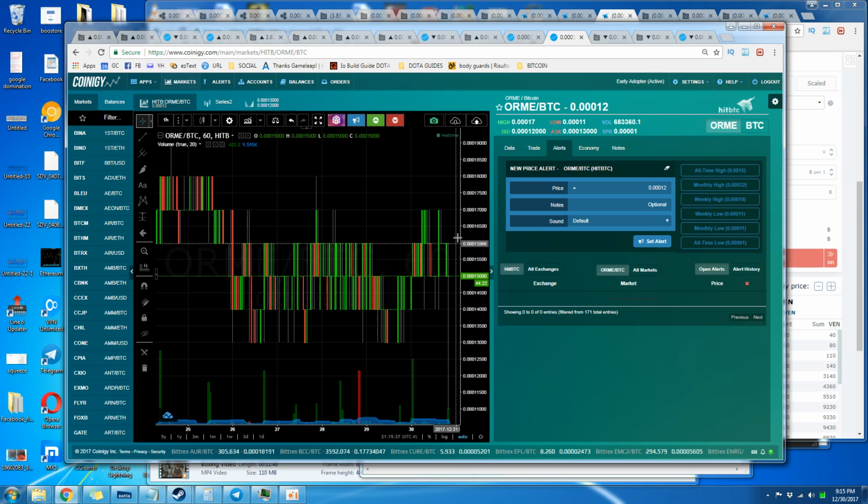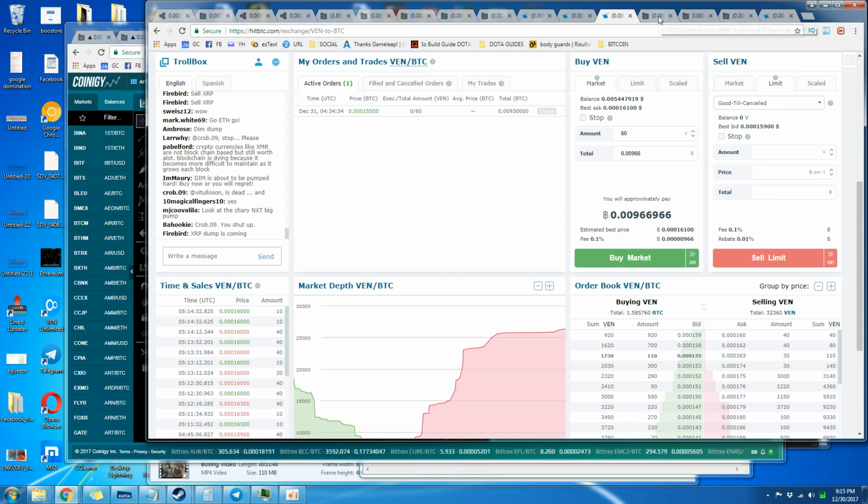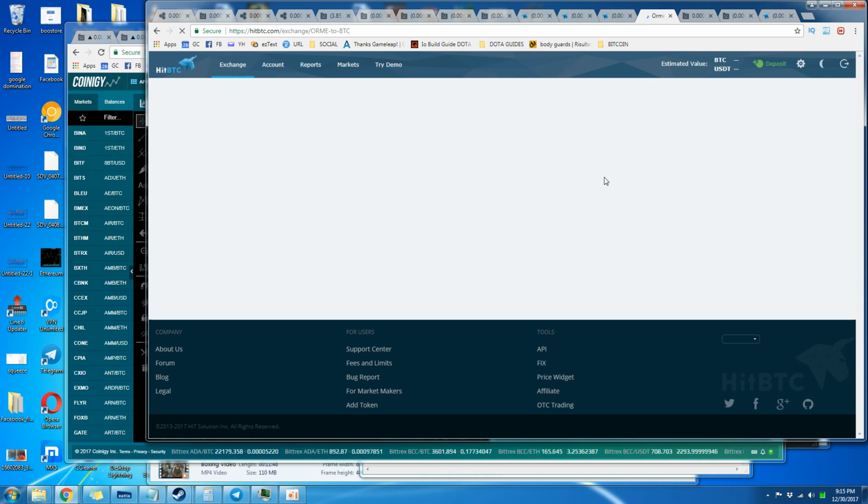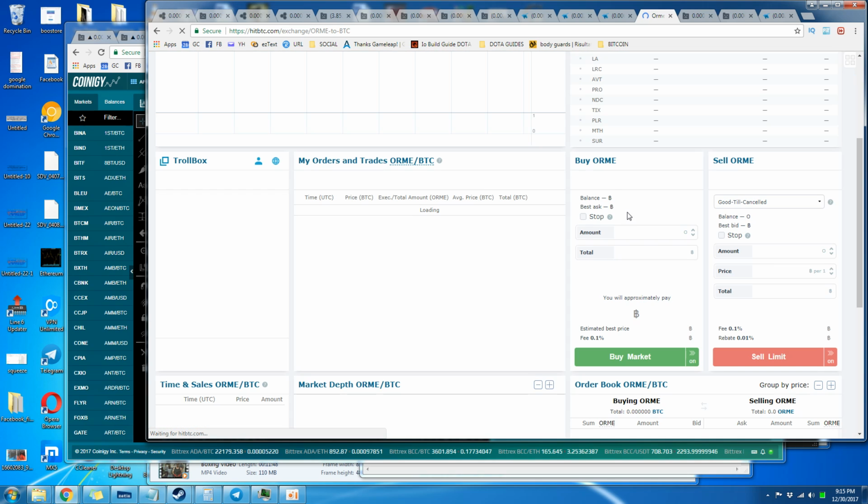This one here I bought at 13 and I wanted to sell at 16. But if I can sell at 15, I'll sell at 15.